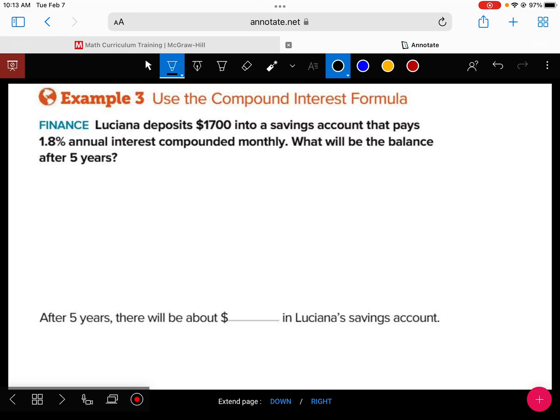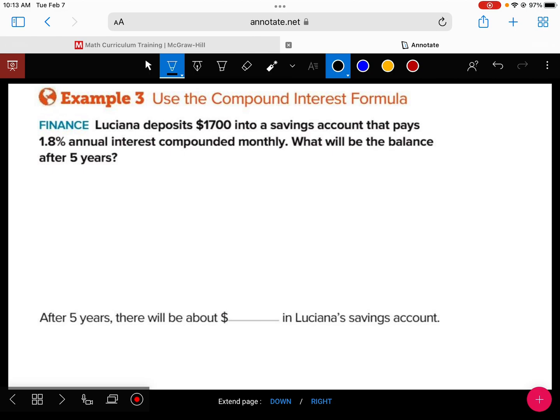This is the page where we wrote down several of the different values for n. We didn't write down every single value for n, but remember, n is how many times in a year they are compounding it, or how many times in a year they are going to add interest to that account.